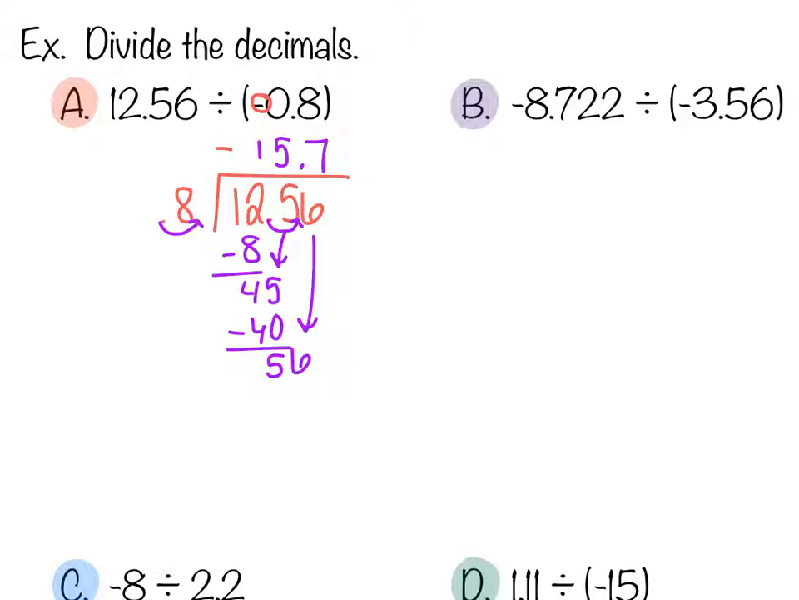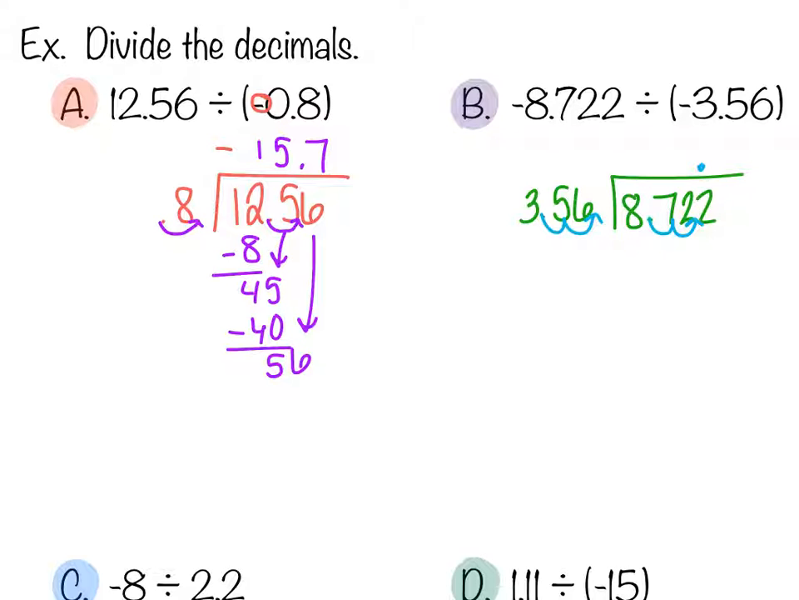In example B, the first number is 8.722. It goes inside the box. The outside number is 3.56. They're both negative, so my answer is going to be positive. This one has 2 decimal places. We're going to slide it over to the end. We're also going to slide this one over, not to the end, but the same number of times. So 2 times, and we're going to float that decimal point up.